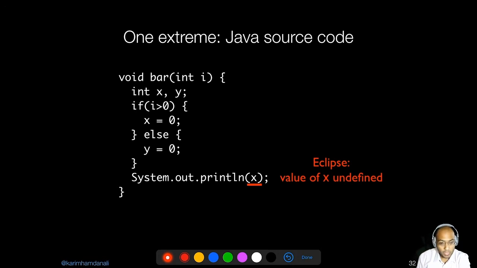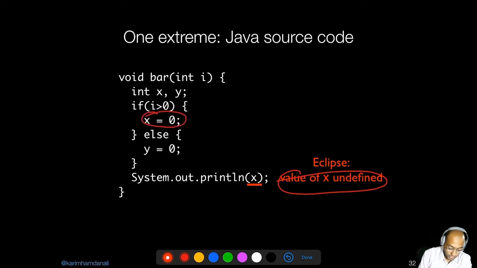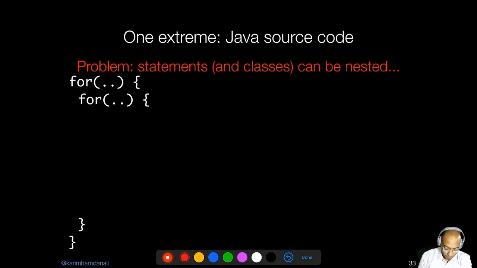If you go right now to your Eclipse or your other favorite Java editor and copy this piece of code there, you're going to get a "value of x is undefined" error. Why? Because it will see that x is only defined in that if statement, but not in the else statement. So when you get to the println, x may not have a value. So this is one extreme.